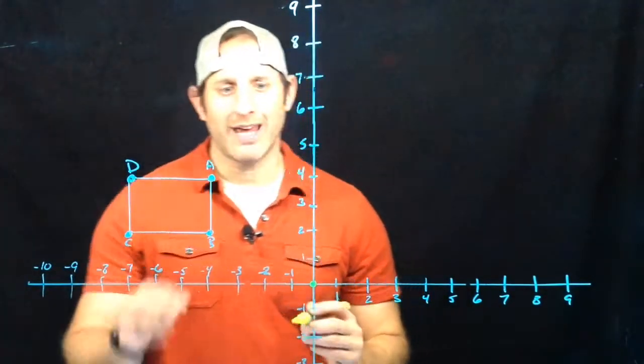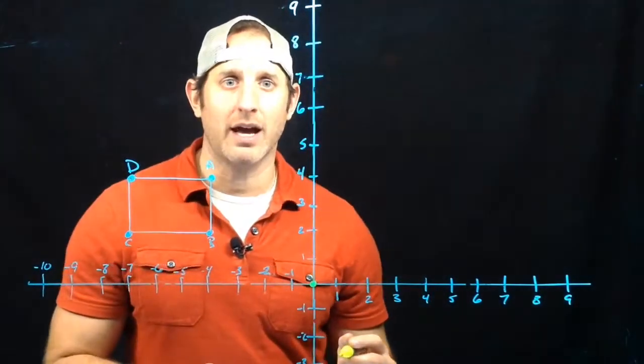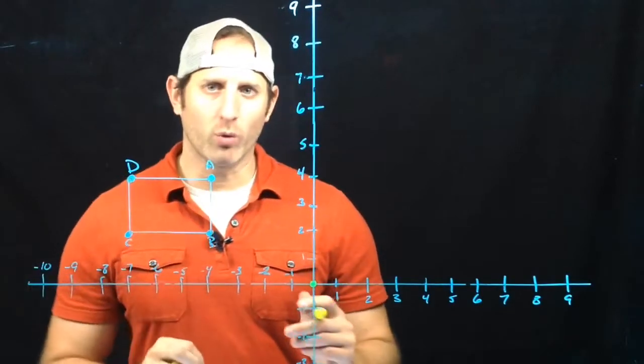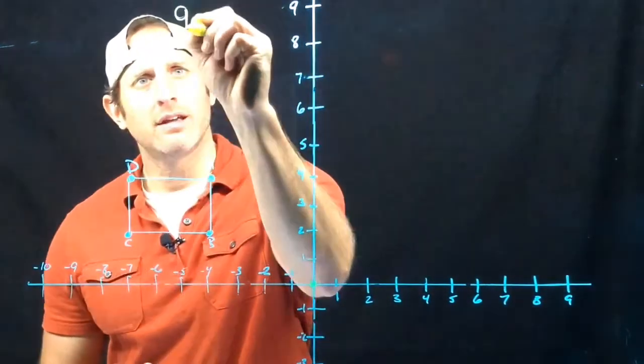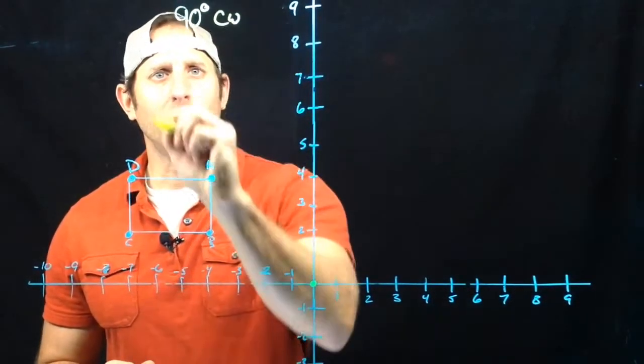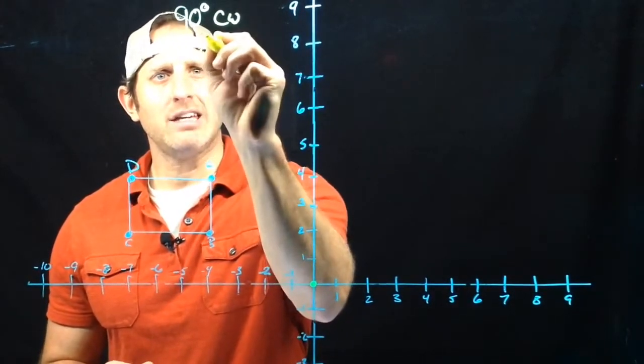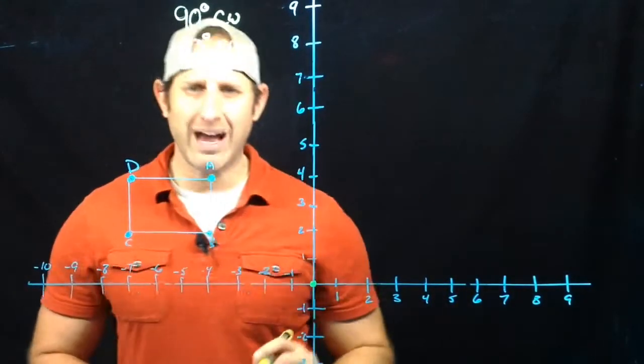Today we're going to rotate this guy. We'll rotate it twice. We'll rotate it 90 degrees clockwise, CW. We'll rotate it 90 degrees CCW, counterclockwise.